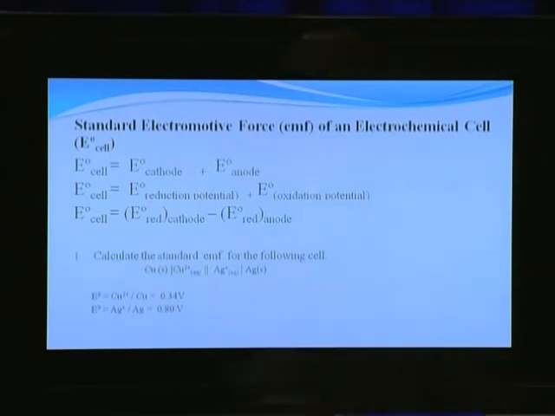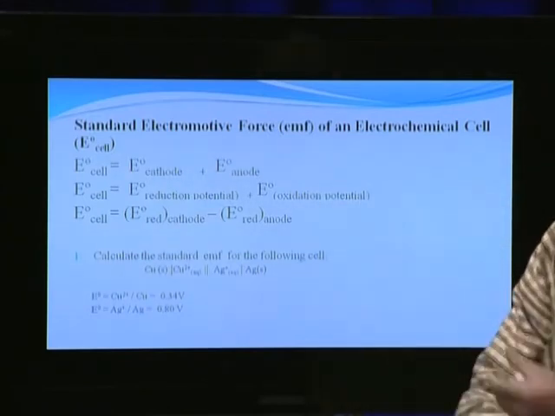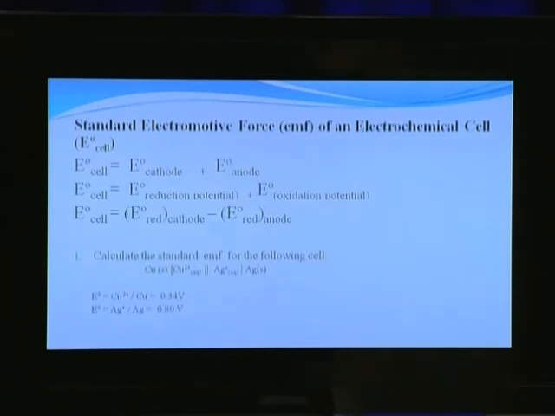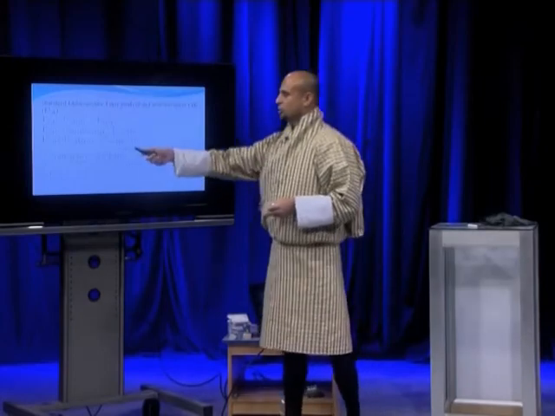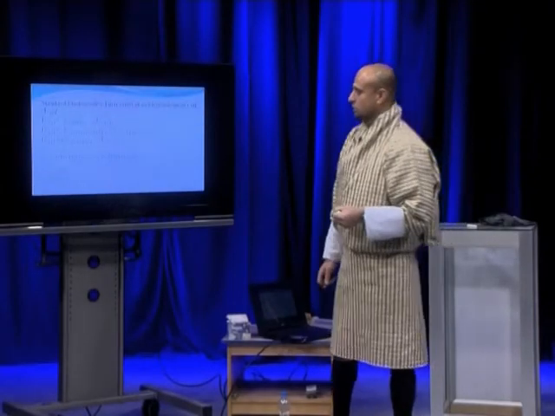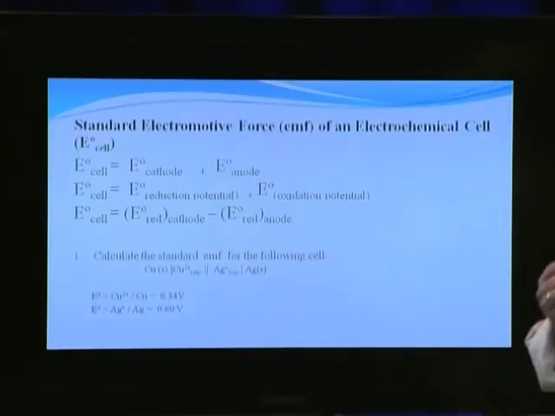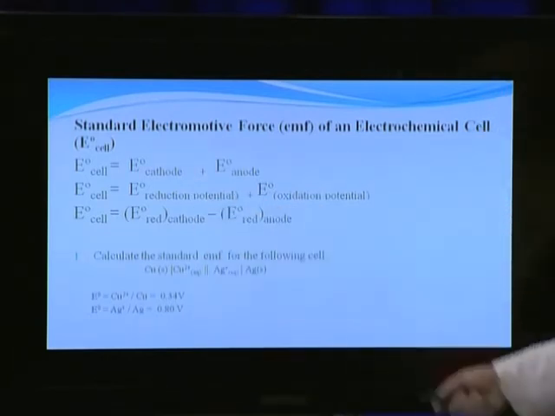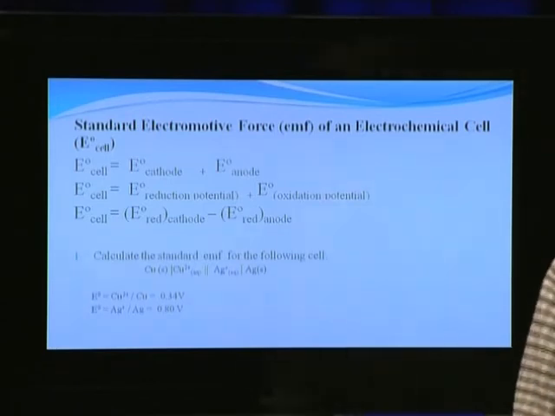Standard EMF of a cell. Now, when we construct a cell, how do we determine the EMF of a given cell? In order to calculate the EMF of a given cell, E cell equals E cathode plus E anode, because we have two electrodes. As we know, in the cathode, reduction takes place. So when you use this formula, we take the reduction potential value of the cathode electrode and the oxidation potential value of the anode electrode.